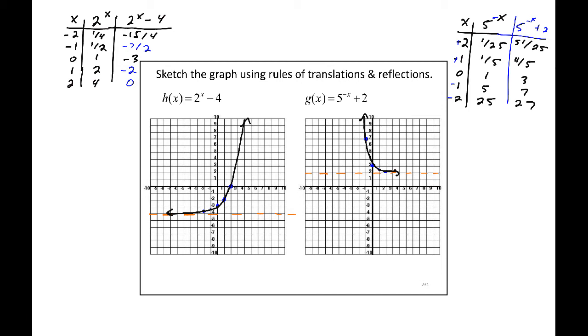What I could have observed is that this negative x in the exponent, 5 to the negative x, is a reflection across the y-axis. So instead of increasing, as the original does, this function decreases towards the asymptote.